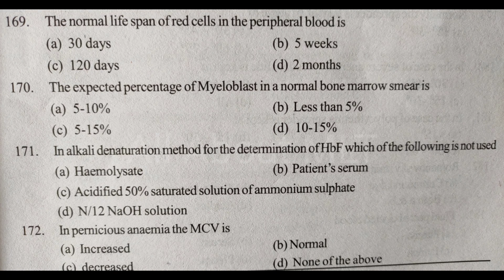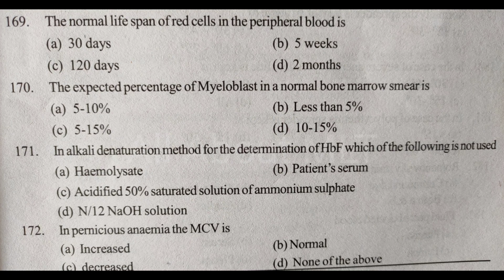The normal lifespan of red cells in the peripheral blood is option A 30 days, option B 5 weeks, option C 120 days, option D 2 months. And the answer is option C 120 days. The expected percentage of myeloblast in a normal bone marrow smear is option A 5 to 10 percentage, option B less than 5 percentage, option C 5 to 15 percentage, option D 10 to 15 percentage. And the answer is option B less than 5 percentage.